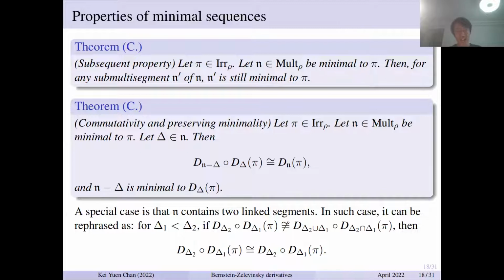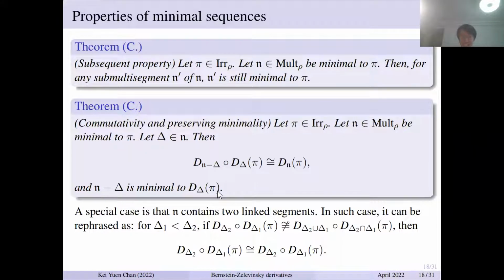Another one is the commutative property. We choose pi to be irreducible, and n is a multi-segment, minimal again. If we remove any one of the segments in n, which can be the last one or a middle one, and then we rearrange the ordering, they have to be isomorphic, these two derivatives. And moreover, n minus delta is minimal to D delta pi.